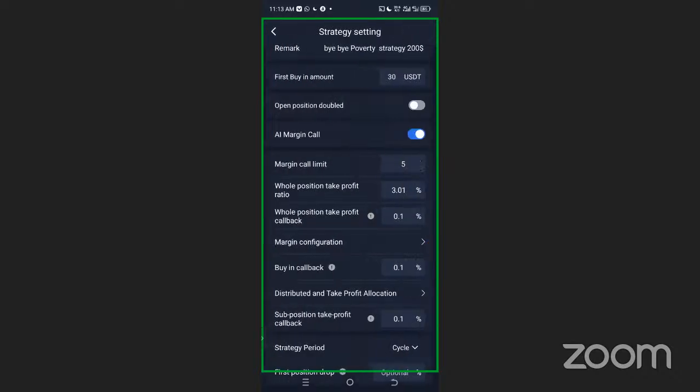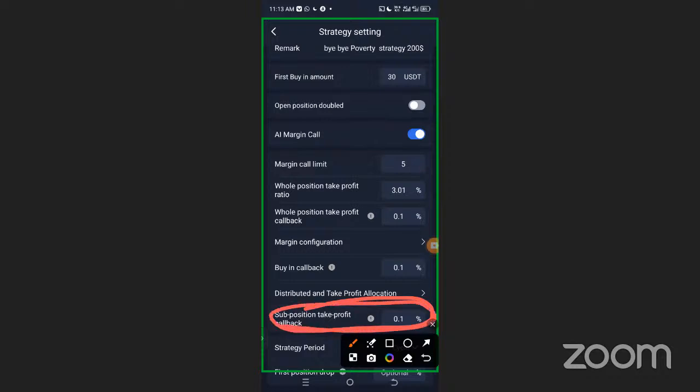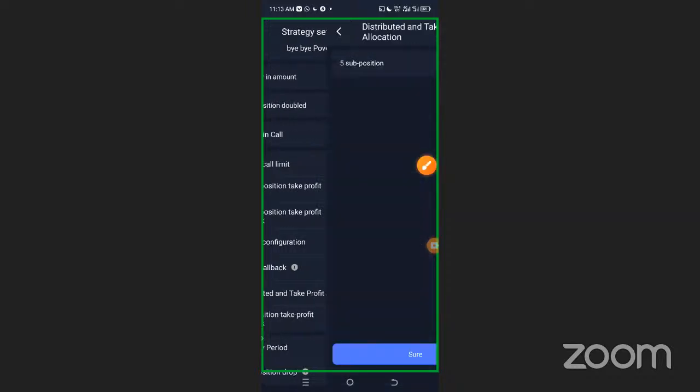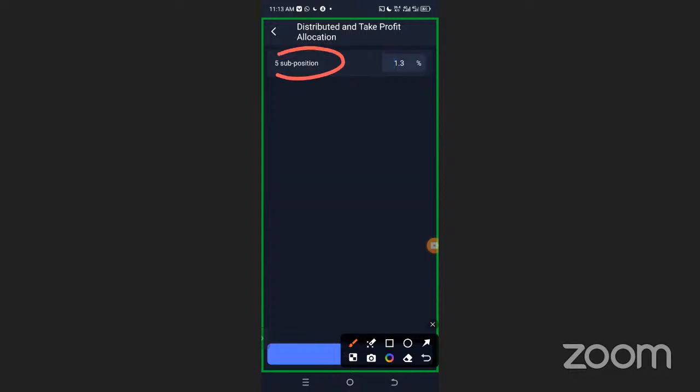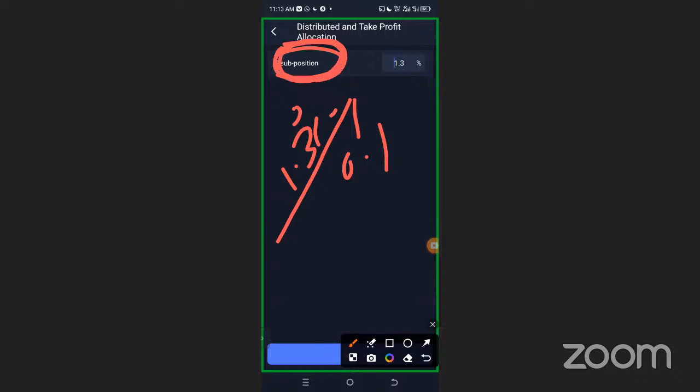And this sub position take profit allocation, it works. This is 0.1. It works for the fifth call, meaning that you are commanding your robot that when the market rises by 1.3% and it retraces down by 0.1, I need you to sell the coins bought at the fifth call.